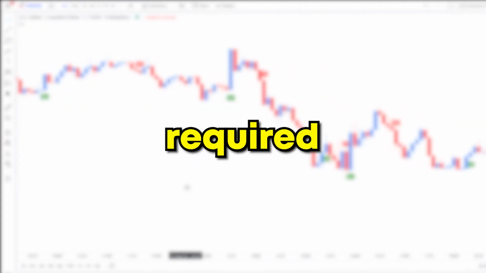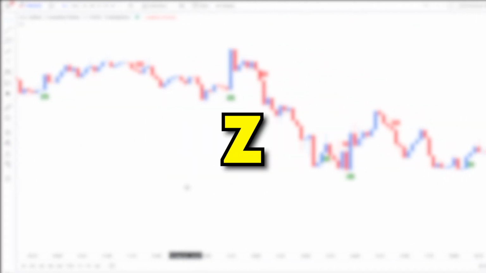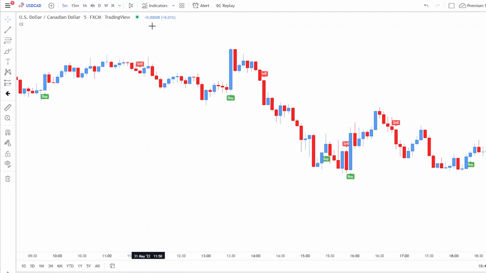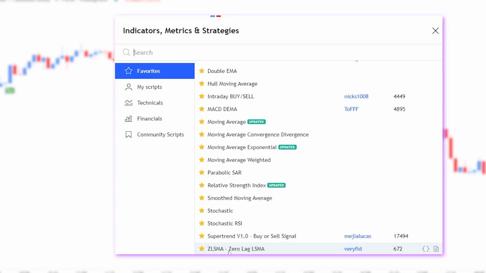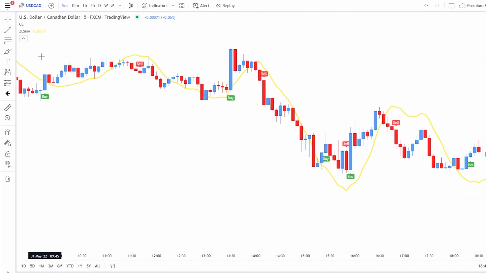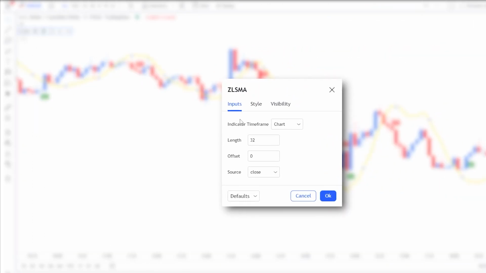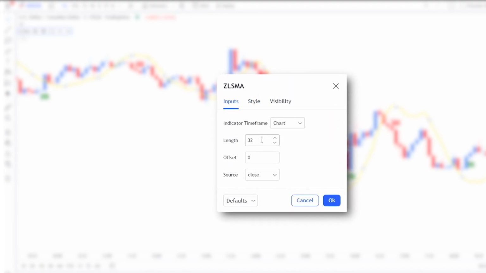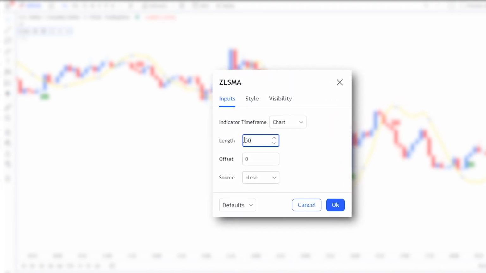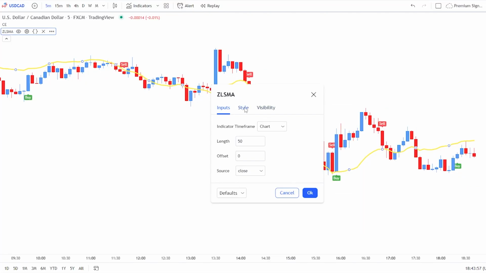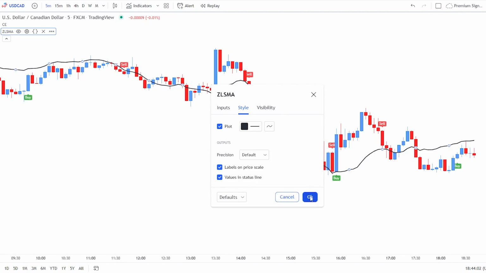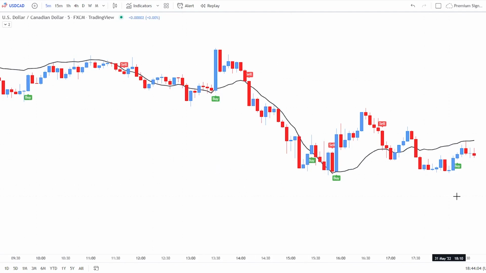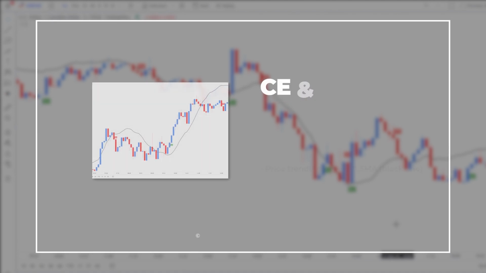The next indicator required for this strategy is called ZLSMA. Find it and add it on the chart. So go into the indicator section and type ZLSMA, Zero Lag LSMA by veryfid. Once you have this indicator on the chart, go into the settings and we will have to change the inputs. Instead of using 32, we will need to use 50, and because it's yellow, I will probably change it to a darker color so it will be more visible, but you can use any color you like.